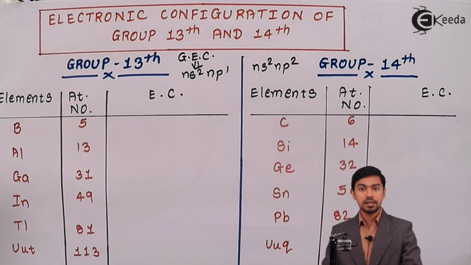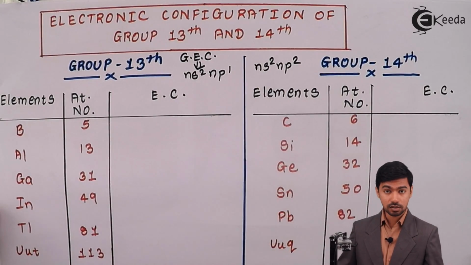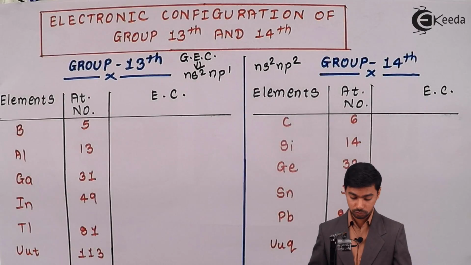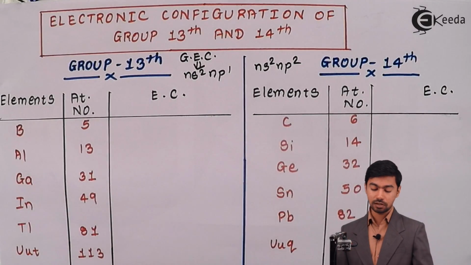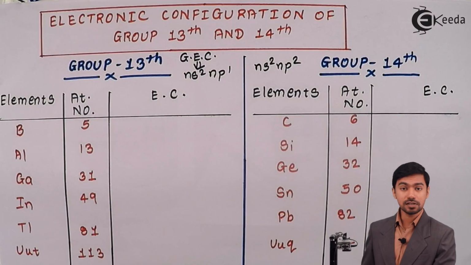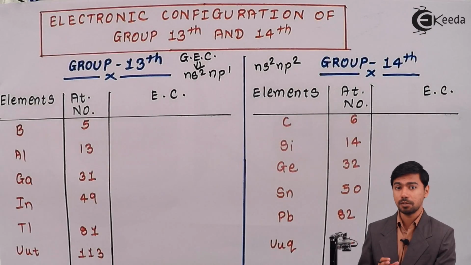So now we are having name of elements, atomic numbers, general electronic configuration. So it is more easier for us to go for an electronic configuration of 13 and 14 group. So let us start with the electronic configuration of group number 13. That means the first element of group number 13, which is boron, which has atomic number 5.